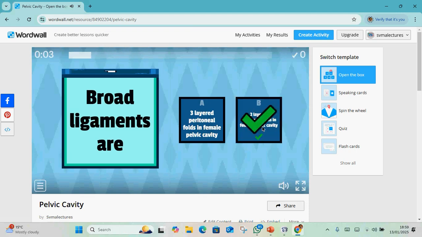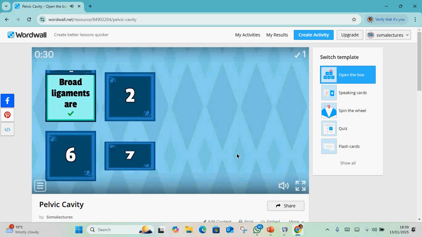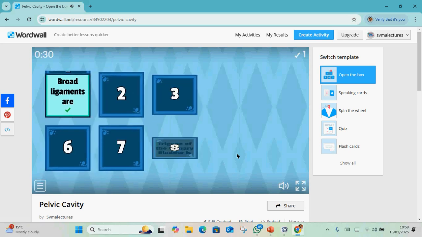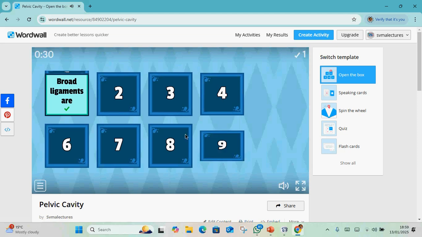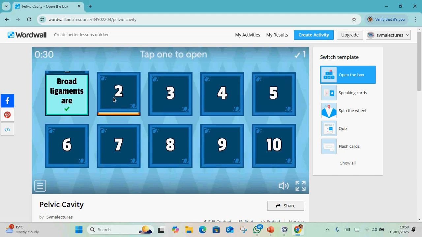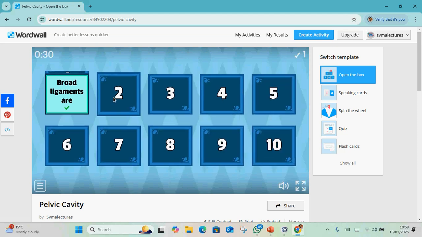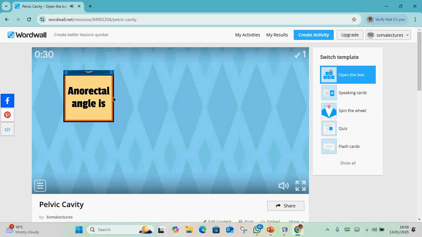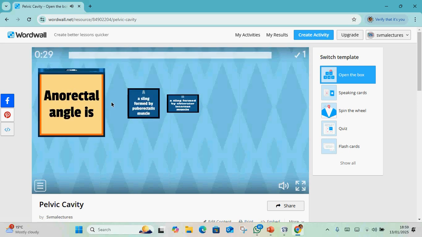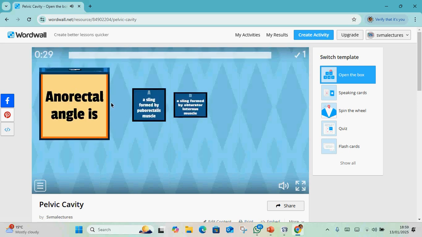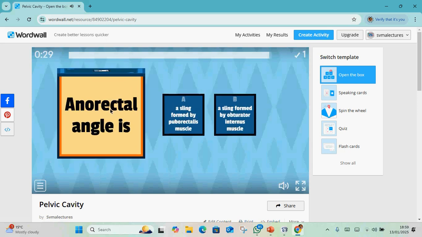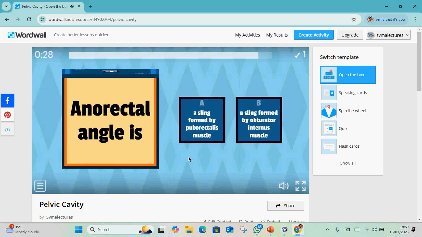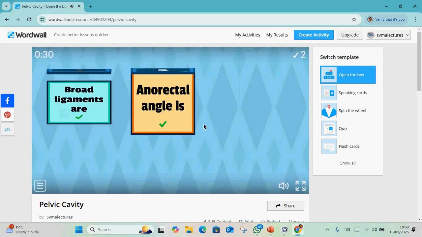The anorectal angle is a sling formed by the puborectalis or by the obturator internus muscle. By puborectalis. True. Next question: the pelvic diaphragm separates false from true pelvis, or the main pelvic cavity from the perineum. The main pelvic cavity from the perineum. Well done, Rawan. Micturition can be assisted by abdominal muscles. You have answered that. I think it shuffles them every time.